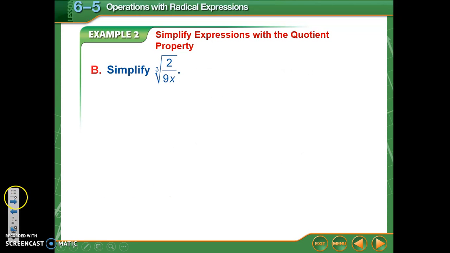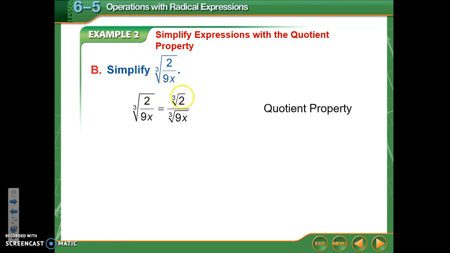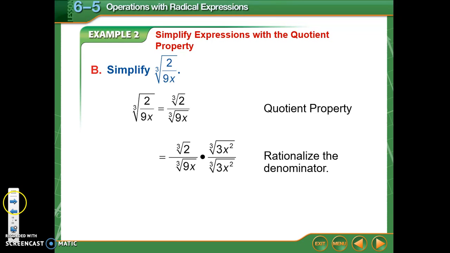But let's look at an example with a cube root, okay? So if I use my quotient property, I'm allowed to do the cube root of 2 over the cube root of 9x. So notice here they're rationalizing the denominator by multiplying by the cube root of 3x squared. Why? Because right now, under my cube root, I have 3 times 3 times x. In order to have a perfect cube, I need 3 3's and 3 x's. I have 2 3's, so here's my missing 3 I need to multiply by. And I have 1 x. Here are my missing 2 x's to multiply by.